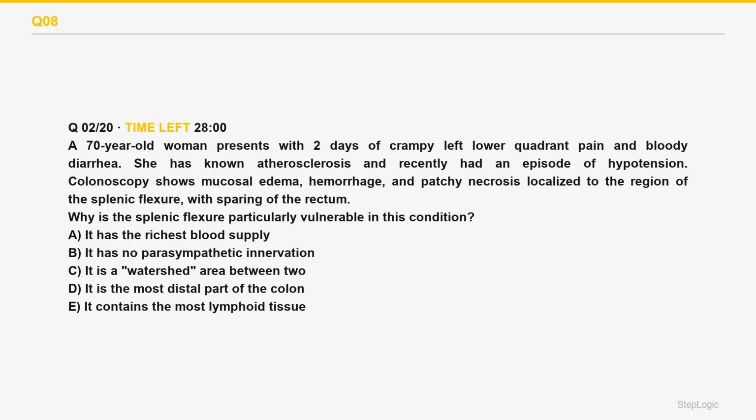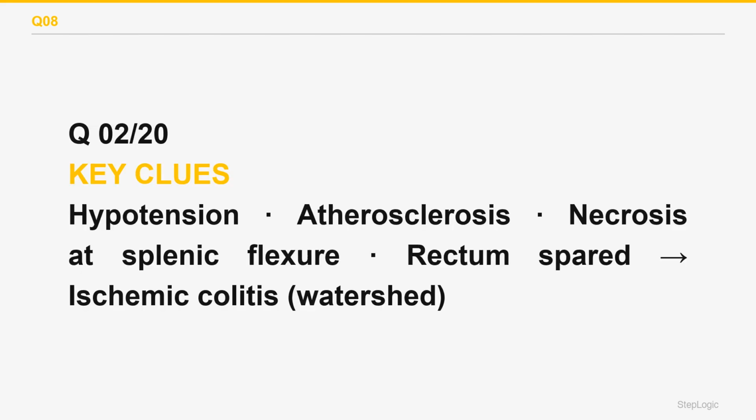Read the command. Why the splenic flexure is vulnerable: elderly, atherosclerosis, hypotension, then bloody diarrhea and necrosis at the splenic flexure, ischemic colitis at a watershed area. The splenic flexure is a watershed zone, the border between the territories of two different arteries. The proximal colon up to the splenic flexure is supplied by the superior mesenteric artery, and the distal colon from the splenic flexure onward is supplied by the inferior mesenteric artery.